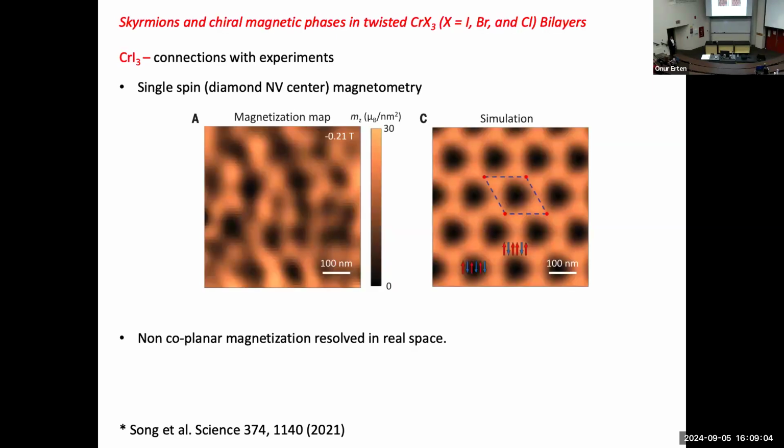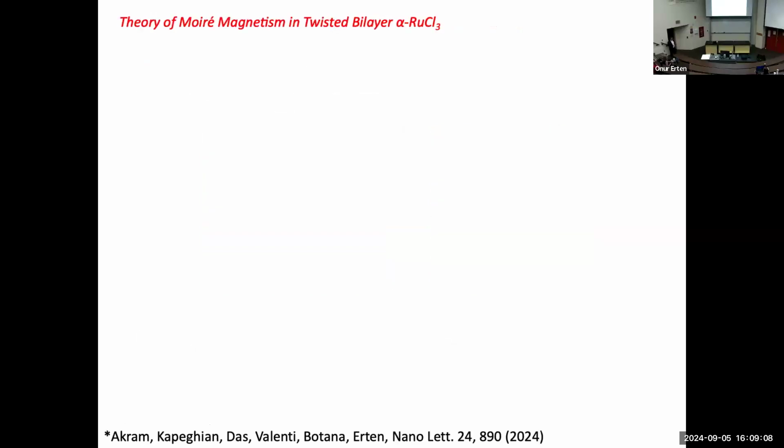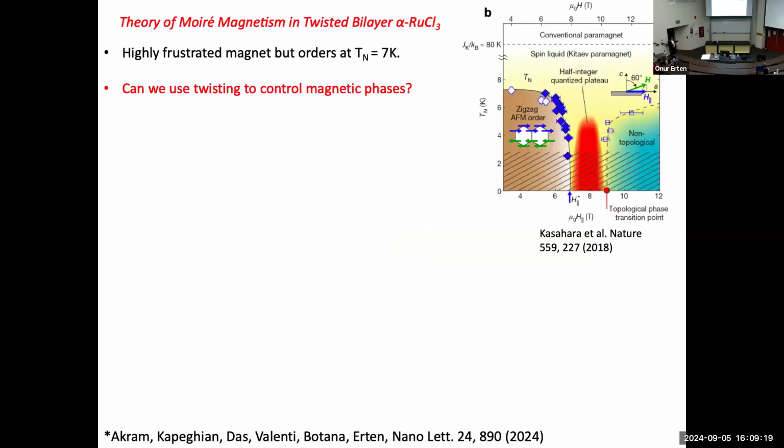All right, so this was our first project for twisted magnets. Then we repeated the same thing for another material, alpha ruthenium chloride. And for the next ones I'm going to go a little bit quicker because I want to show you some other things. This material is a candidate for a quantum spin liquid, but it orders magnetically. People observe that if you apply an in-plane magnetic field, you may get a quantum spin liquid, though people still argue about that.